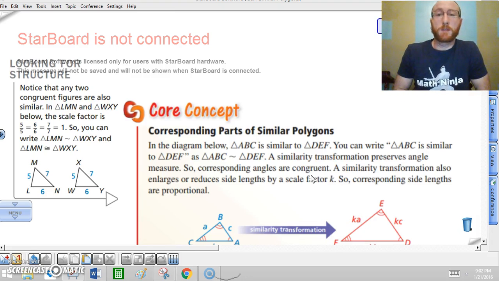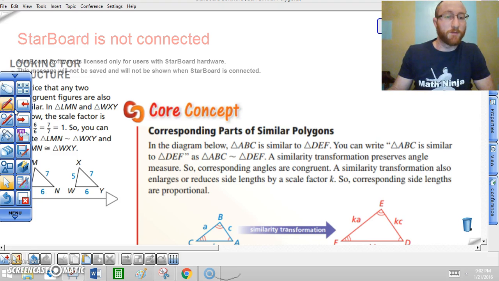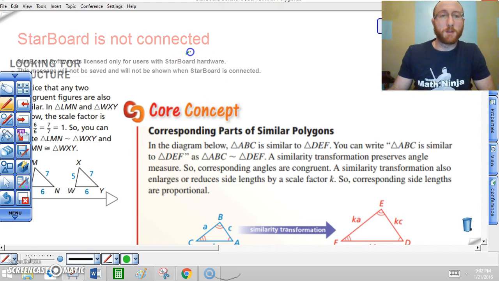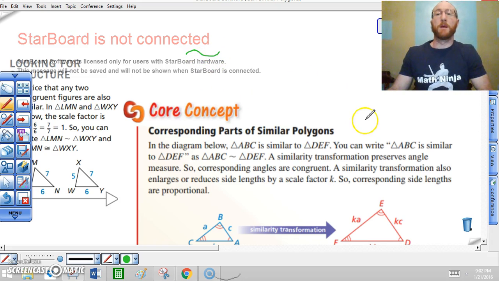So the first thing was similar polygons. We get a symbol for similar, and it's kind of like the symbol we use for congruent. It's just the top part of the congruent symbol, just that top wavy line. So we can write triangle ABC is similar to triangle DEF, and the shortcut is this little wavy tilde.